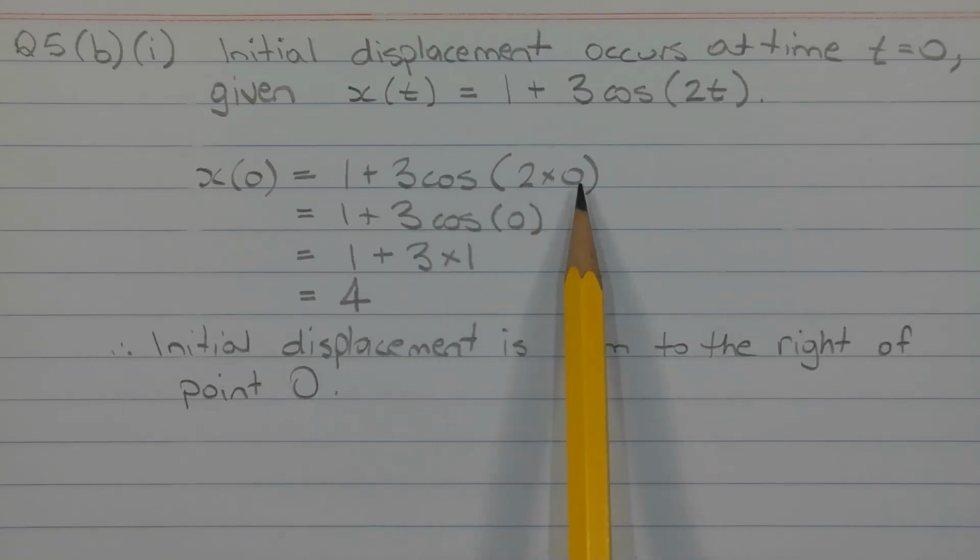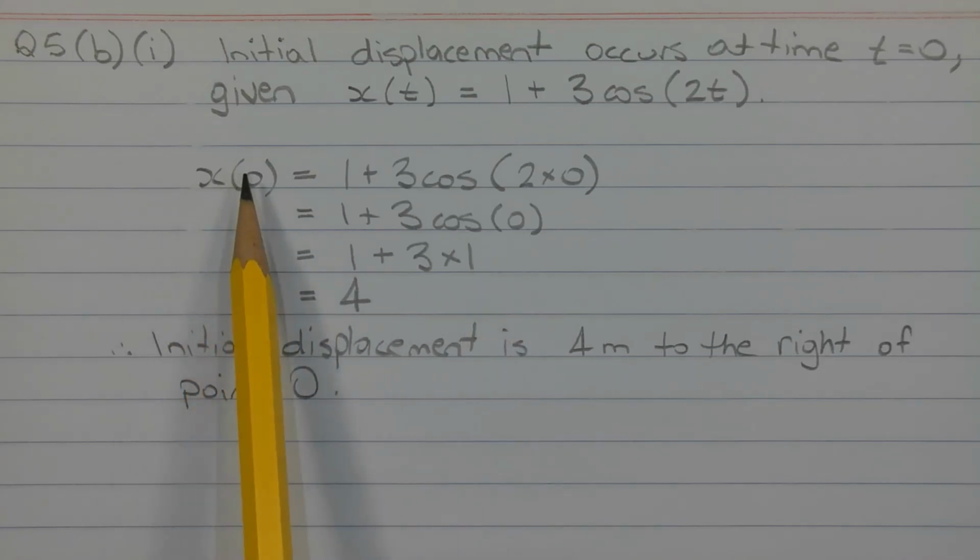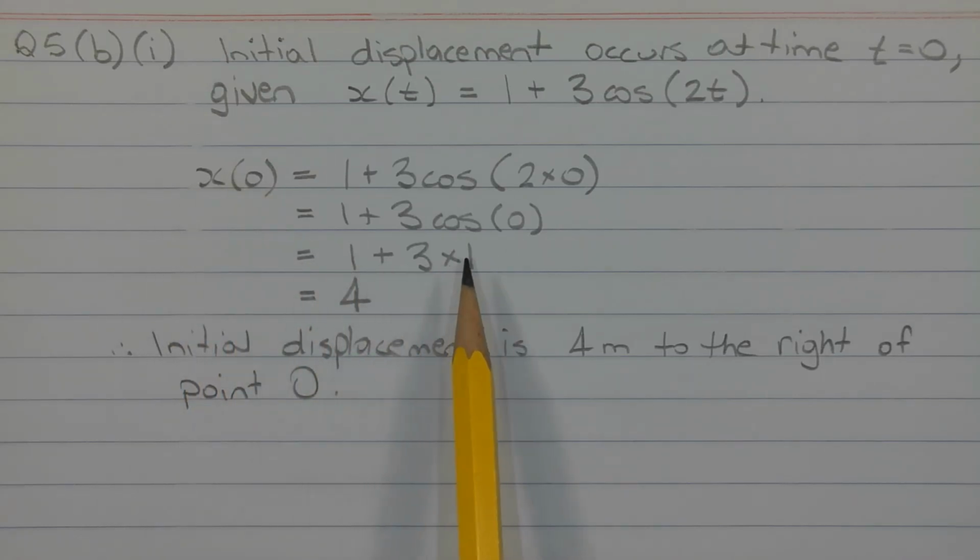Now, 2 times 0, of course, is 0. Now, cos of 0 is equal to 1, so x of 0 is equal to 1 plus 3 times 1, which equals 4. Therefore, the initial displacement of the particle is 4 meters to the right of point O.